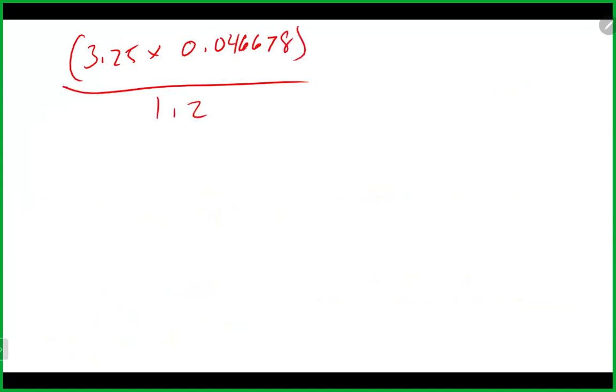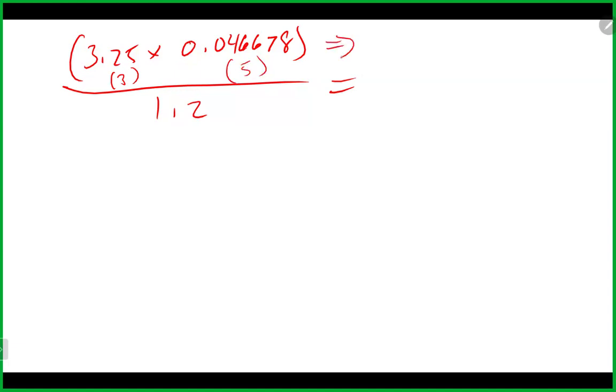Now, if you're again doing multiple steps, like if you had 3.25 times 0.046678, and you're going to divide it by 1.2. In this particular case, we would follow the normal rules of math, right? So normally we would do whatever's in the parentheses first. So that is multiplying. So here we're going to look at significant figures. So we're going to go with 3 significant figures for this one. This one's got more than that, 5.